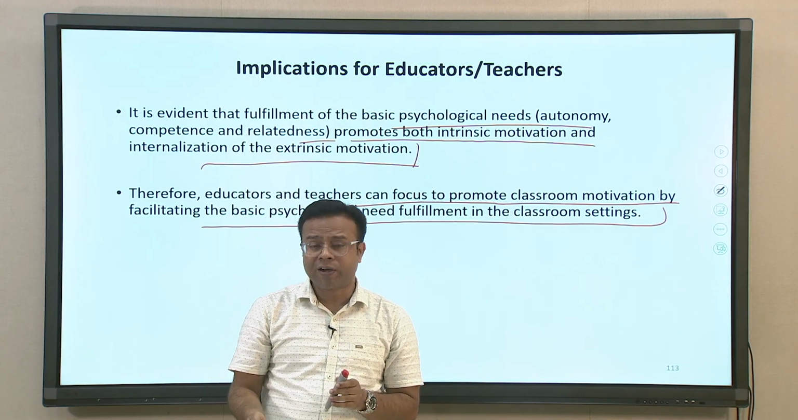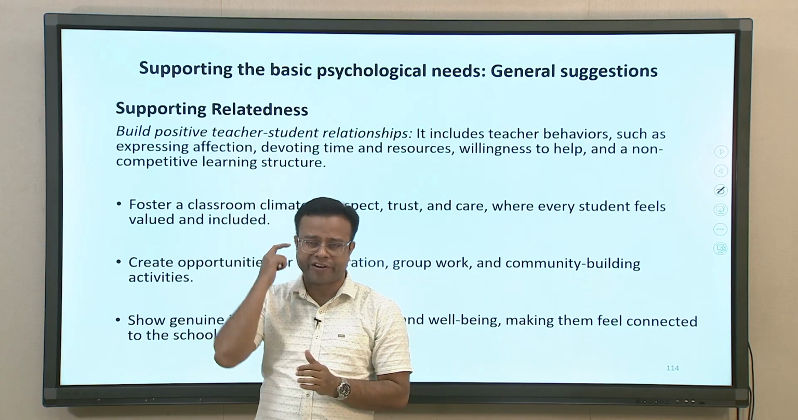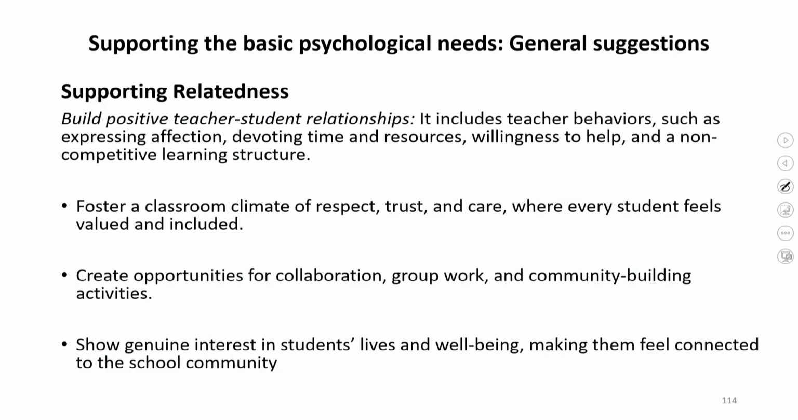How can that be done? How can we support these basic psychological needs? Some general suggestions can be given. Obviously, things may vary from classroom to classroom, but here are some general suggestions. For example, how can we support the need for relatedness in the classroom context? These are some of the suggestions.